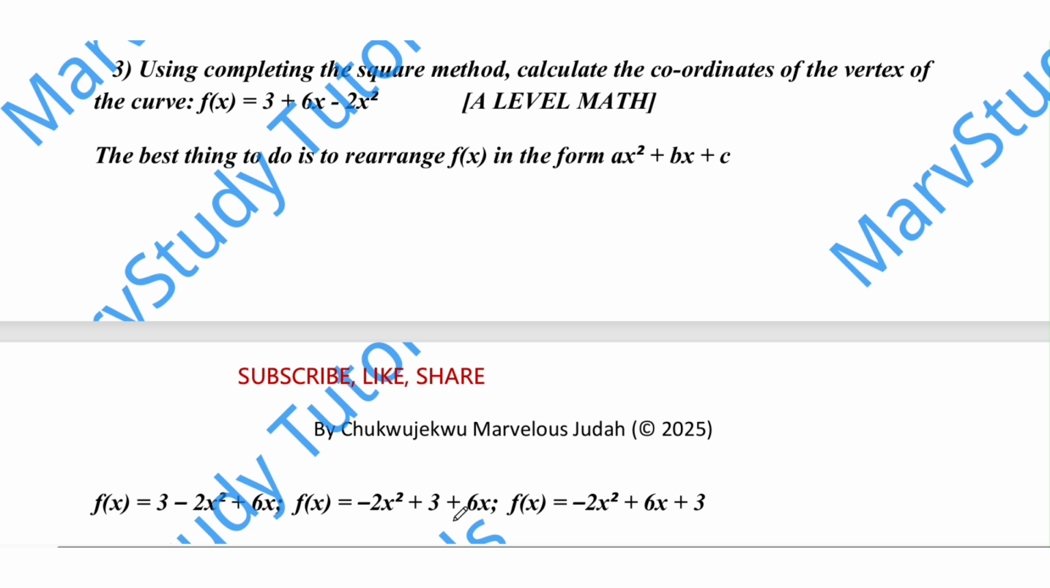But we know that addition is commutative. A plus b is the same thing as what? B plus a. So you could write f of x as negative 2x squared plus 6x plus 3. It's still the same thing. You can see what happened here. This is negative 2x squared. If we make 6x minus 2x squared to be what? Negative 2x squared plus 6x. We now have negative 2x squared plus 6x plus 3.